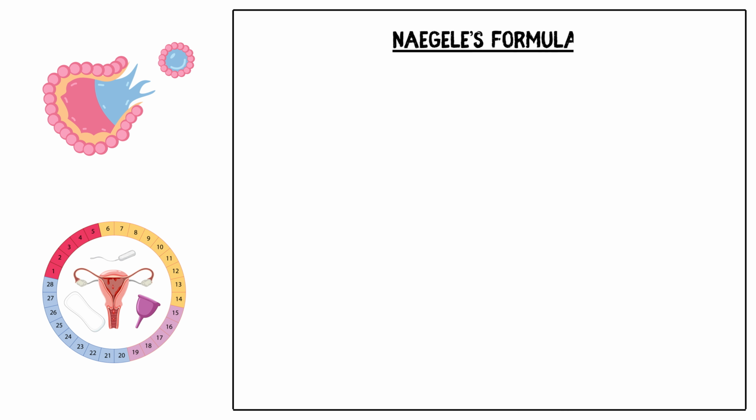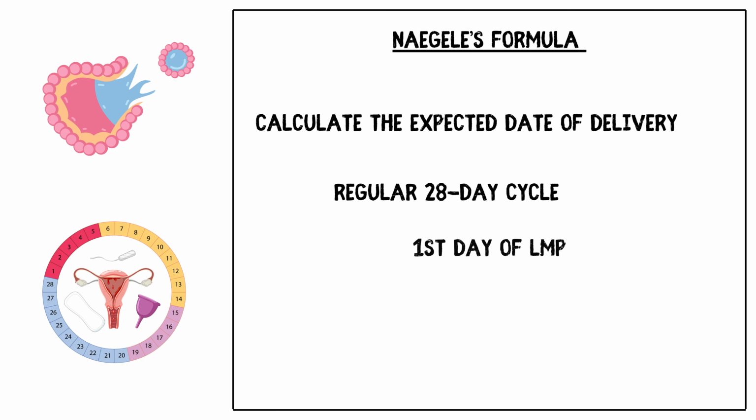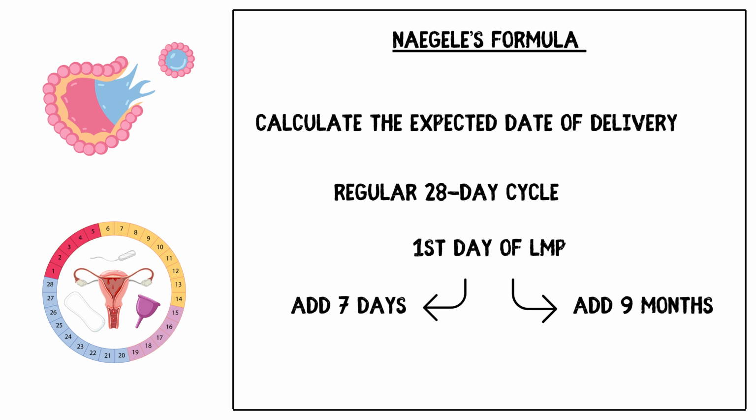Naegele's formula is used to calculate the expected date of delivery, or EDD, based on the last menstrual period. It assumes a regular 28-day cycle with ovulation on day 14. Here's the formula. Take the first day of the last menstrual period. Add 7 days, add 9 months. That gives you an approximate EDD, which corresponds to 280 days or 40 weeks from the LMP.